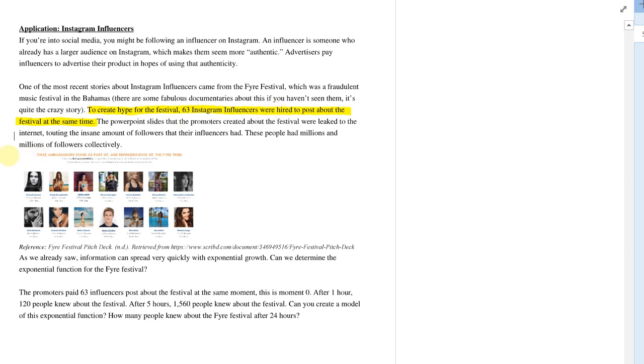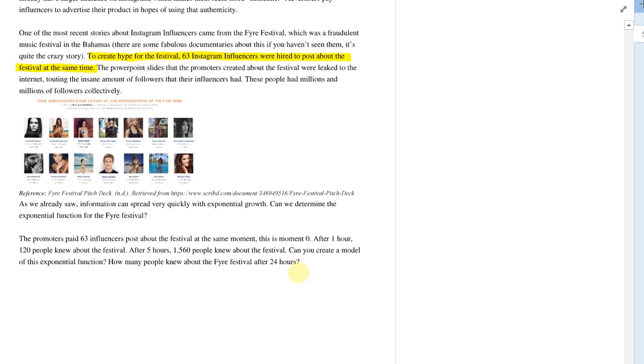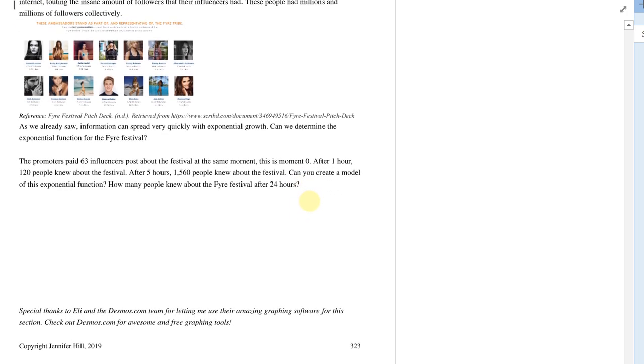And these people had millions and millions of followers collectively. So we're talking about some of the biggest Instagram accounts on the internet. This is actually a PowerPoint slide from the creators of the festival, showing who they hired and how many millions of followers they had collectively. So the reason that this festival sold out was because these 63 people created this instant buzz about it, and because of exponential growth. So now let's get to the actual math part.